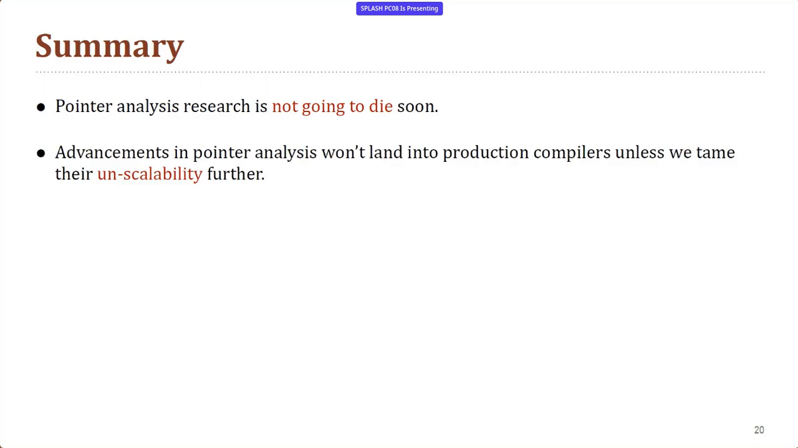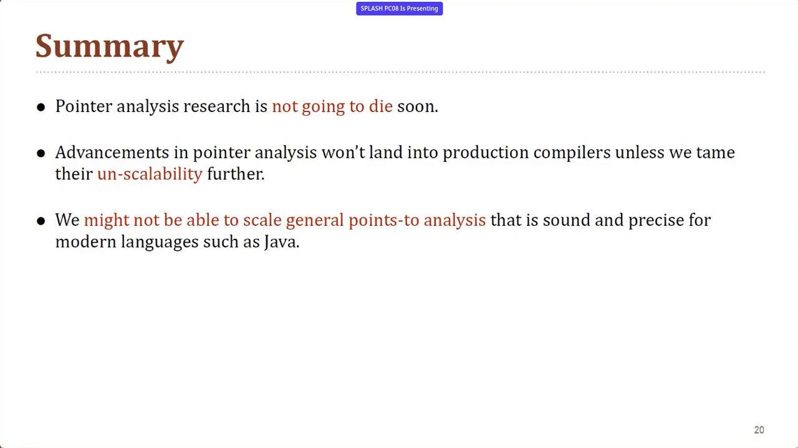To summarize some of the learnings, as I said, I cannot put all the small bullets from the paper on the slides. But just to summarize, one of the things is pointer analysis research is not going to die soon. It was interesting in 2001 when Michael Hind asked this question. It remains to be interesting even after 20 years. And advancements in pointer analysis, at least in my experience, won't land into production compilers unless we tame their unscalability further, especially for JIT compilers.